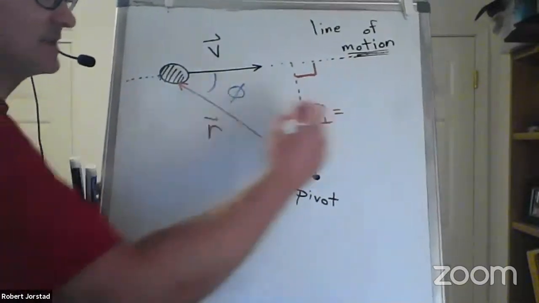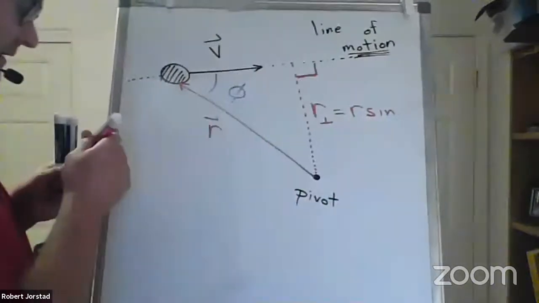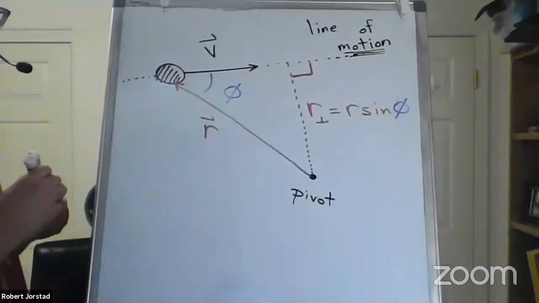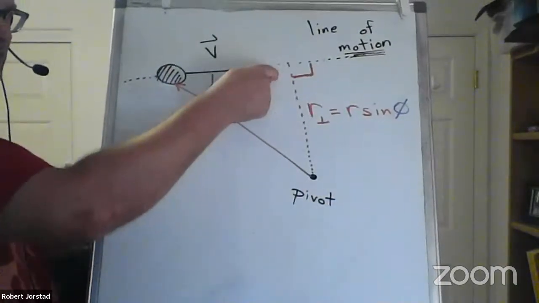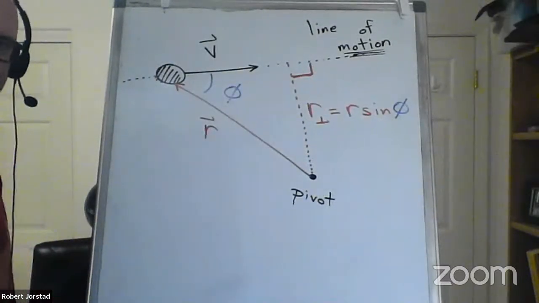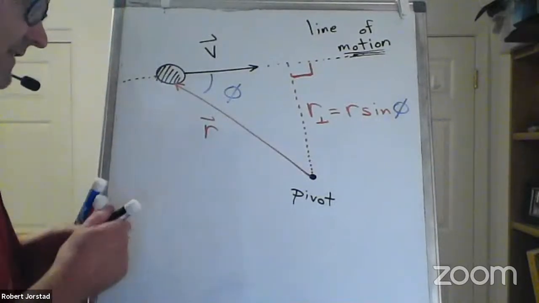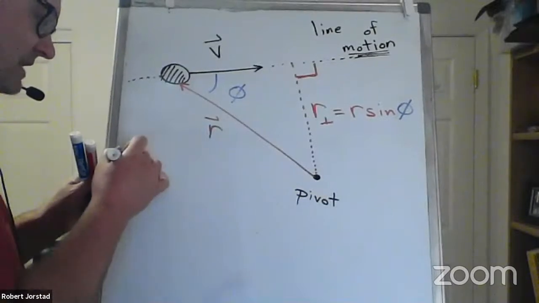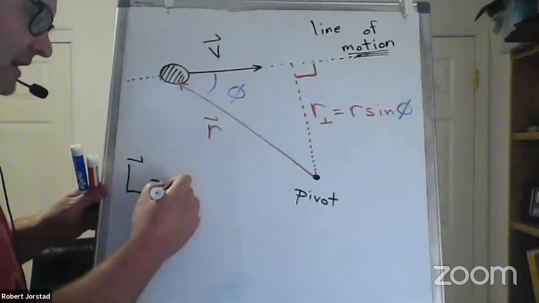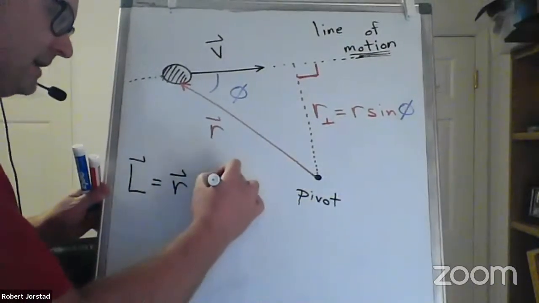And notice in this case, we're going to get some size that is r sine of phi. If this is a right angle, this is a right triangle, opposite, sine, etc. So sometimes we're going to look at this definition. Angular momentum is the symbol L. And instead of being just the regular momentum, it's r cross p.